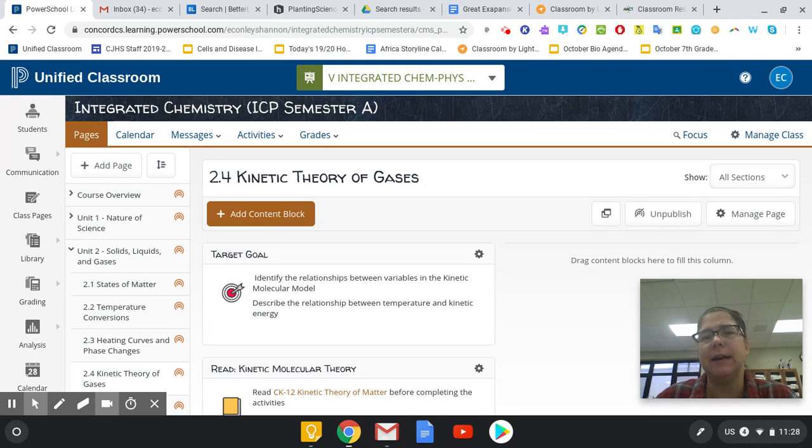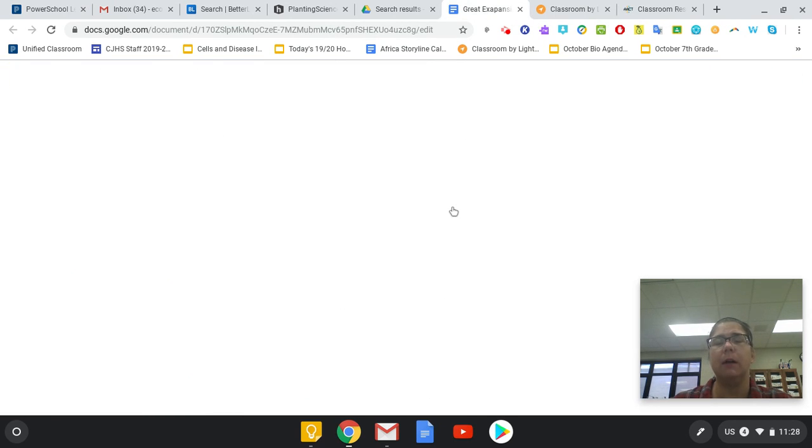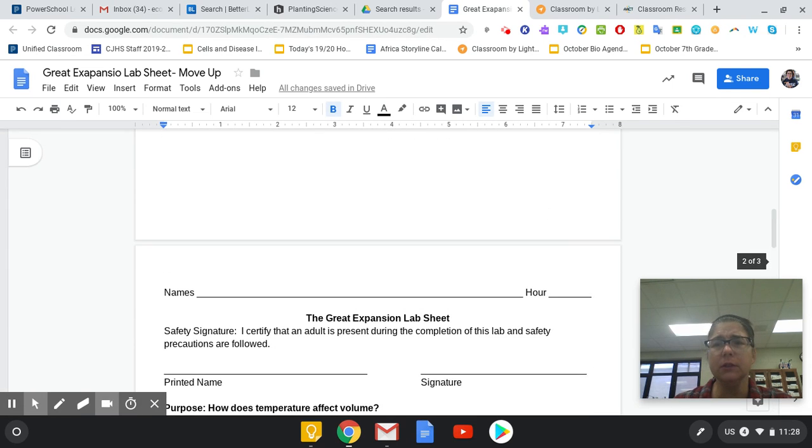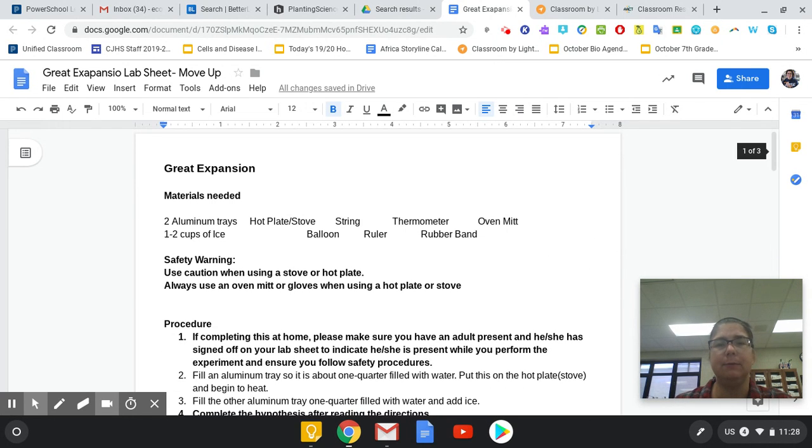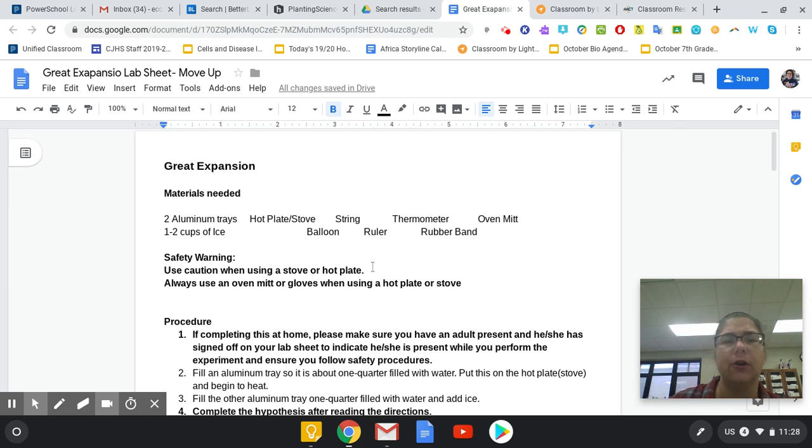I do want to talk about this lab, though, because it will require you to use the stove or a hot plate that we can provide for you. And with the stove or hot plate comes safety precautions. Normally, if you were in a lab with a science teacher, we'd be able to watch and make sure that safety precautions are being followed. However, as we will not be there with you, we are going to have a parent or guardian print and sign their name saying that they will be there and that safety precautions, use caution when using a stove or a hot plate and always keep oven mitts on, are going to be followed.